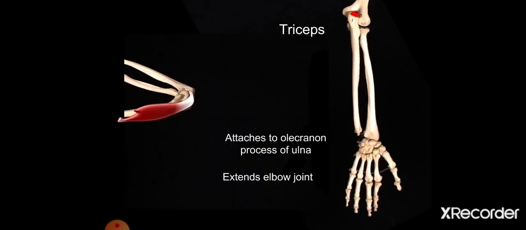Next muscle is the triceps brachii muscle. It is inserting on the superior surface of the olecranon process of the ulna. So in the image we have given the attachment of the triceps brachii on the superior surface, which is highlighted with the red color. So this is the insertion of triceps brachii muscle on the superior surface of the olecranon process of the ulna. The main action of this muscle is the extension of the elbow joint.